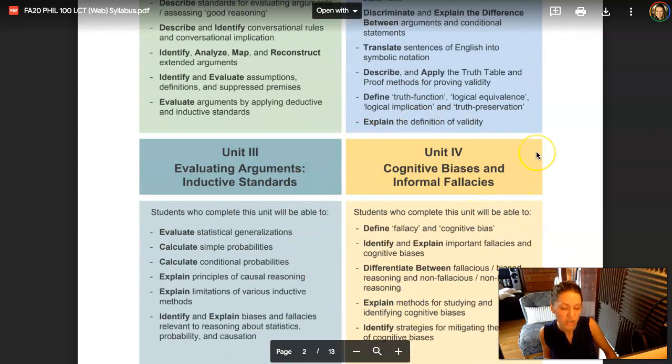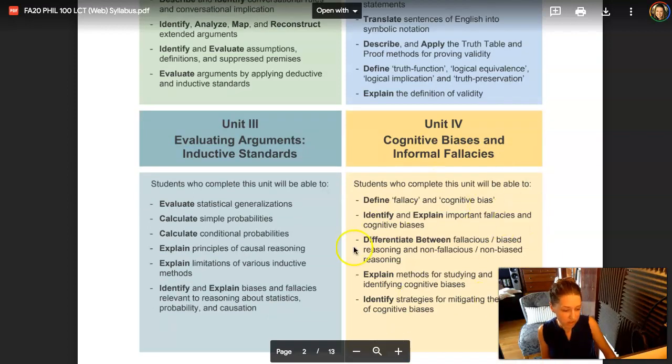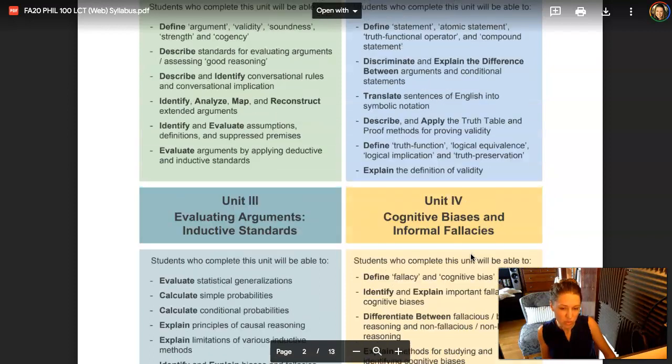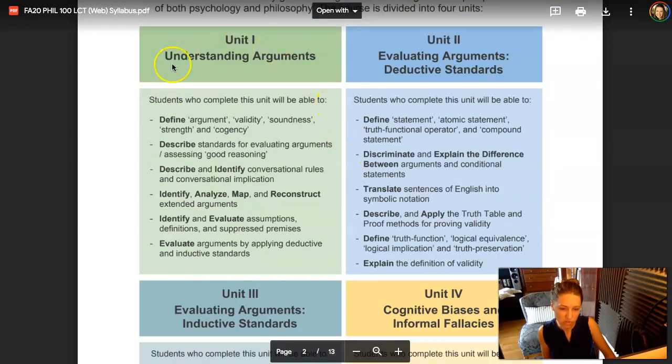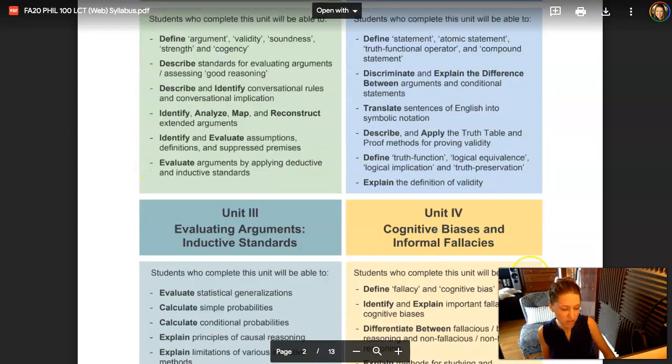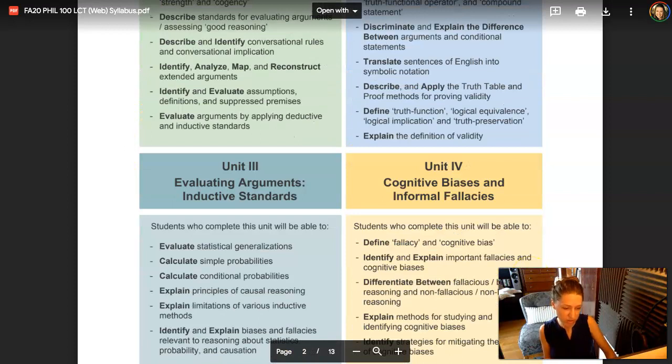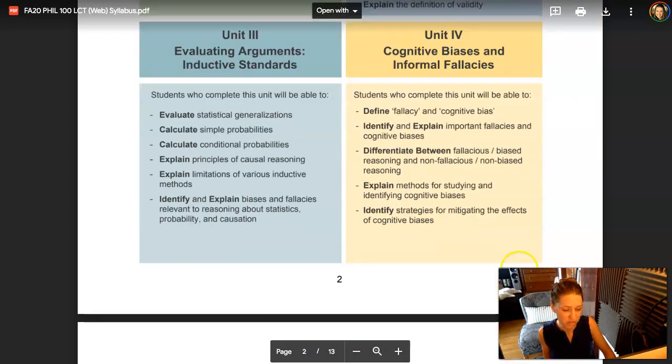Unit 4 is our unit on cognitive biases and informal fallacies. So we'll sort of focus on the habits of mind that we tend to use when we engage with the world and draw conclusions, and we'll also look at informal fallacies. When we get to informal fallacies, we'll draw upon the tools from the other units in order to evaluate sort of real arguments and find flaws in reasoning.